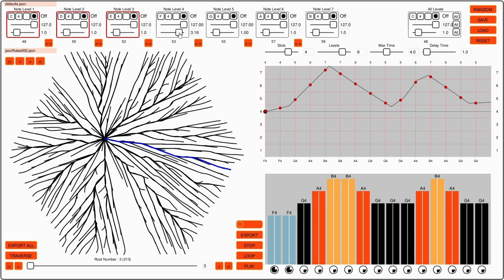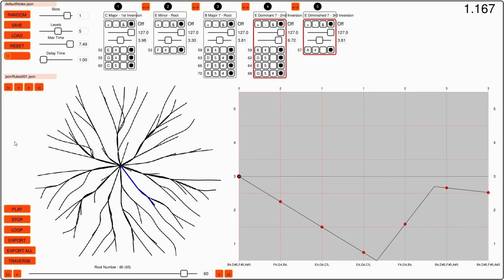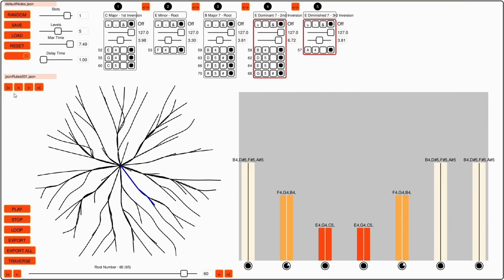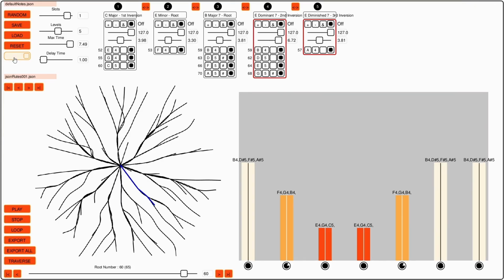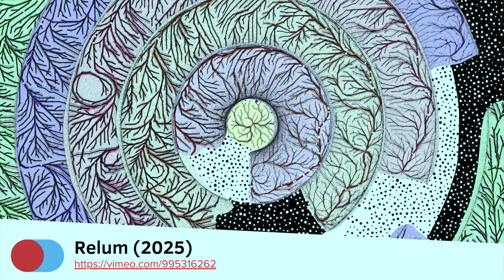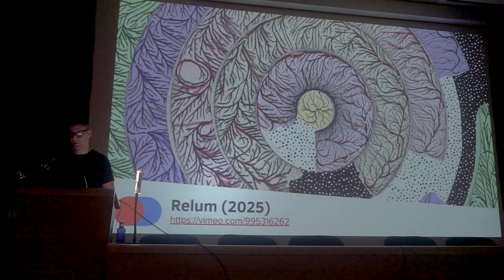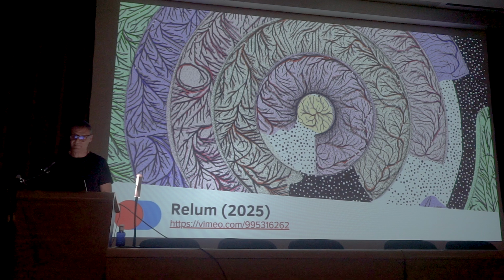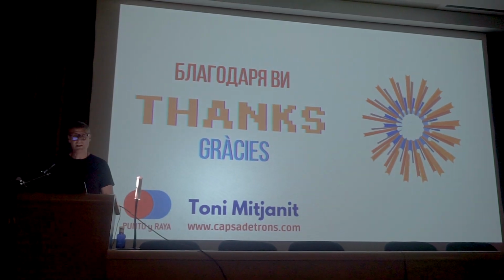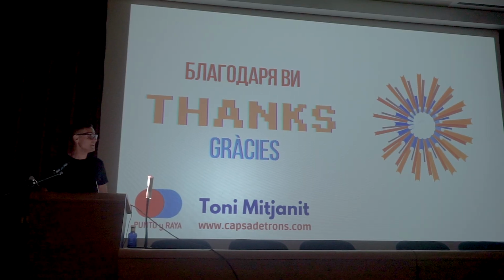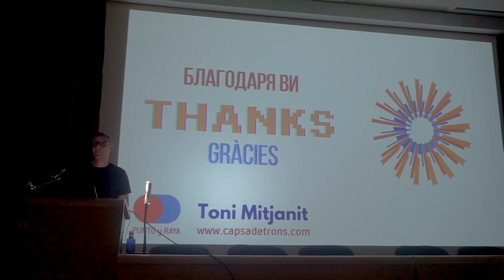I'm going to play a root. It's not the best root, just a short root, so you can see that by selecting different chords, you have a different sound, and with different shapes of roots, you have different production. So that's the end of my presentation.